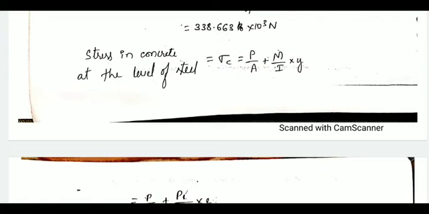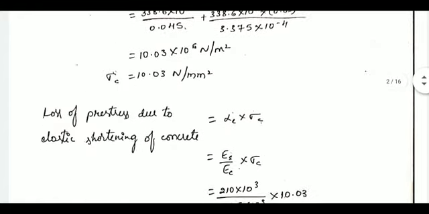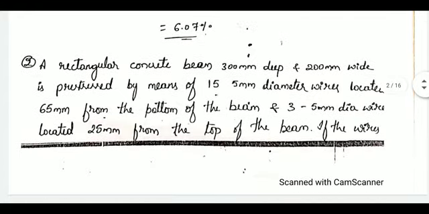P we have, it may be directly given or it may be given in terms of area of steel and initial pre-stress. M is the moment of pre-stressing force with respect to the centroid, that is P into E by I, and Y is the distance of tendons to the centroid of the section. So let's go to the next problem.